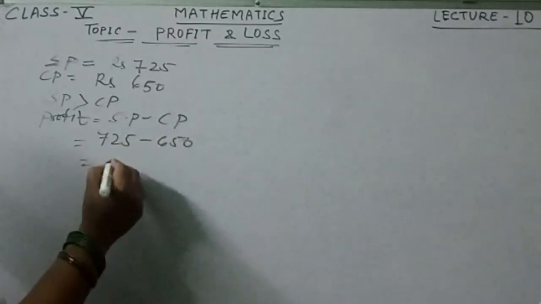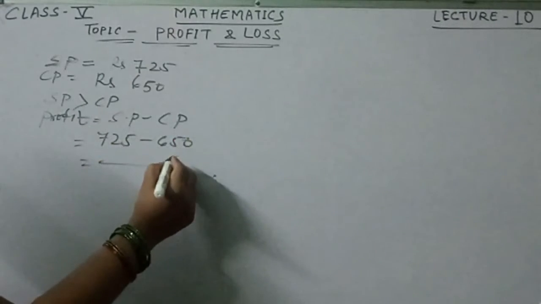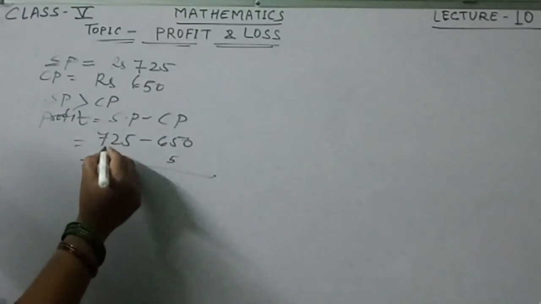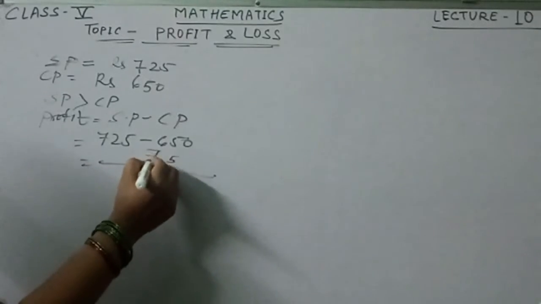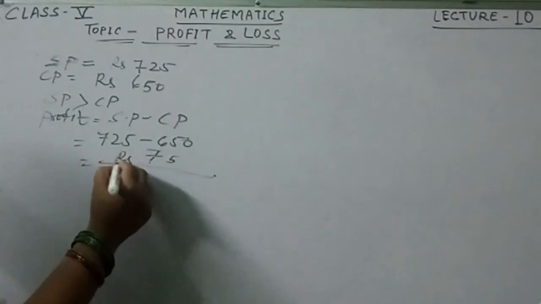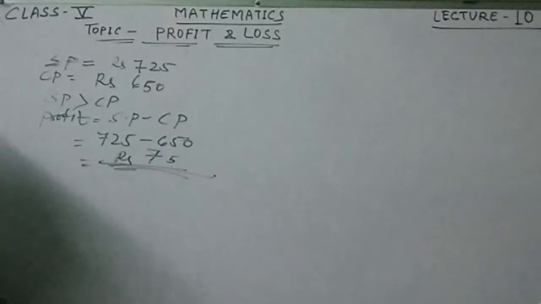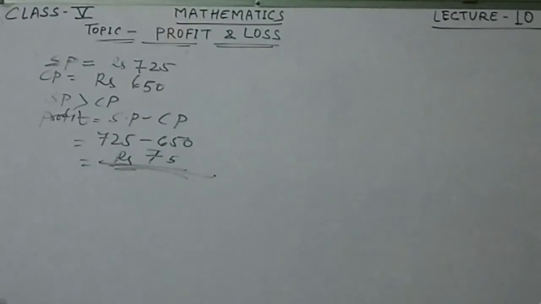After subtracting, 5 minus 0 is 5. 2 minus 5, you have to take the carry, 12 minus 5 is 7. So it is 75, meaning 75 rupees. It was a profit. How much profit? 75 rupees. Those are the two questions, question number 1 and 2. And afterwards some statement sums are given.